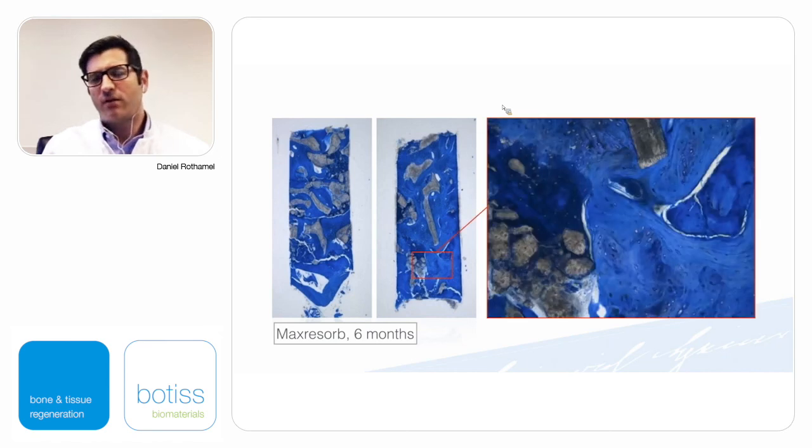And when we look at high magnification, we can see that after 6 months, there are some particles that are not absorbed at all, and some particles that are just starting to be completely replaced by the patient's own bone tissue. So here we have the situation that after 2 years, maybe this material will be absorbed and replaced by the patient's own bone completely.